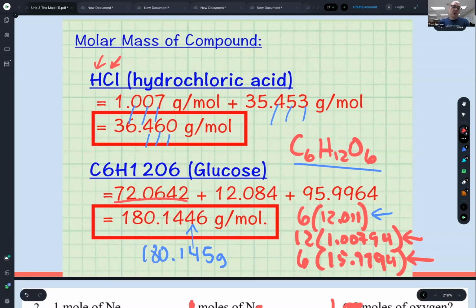And then they come up with these weights, the 72 for the carbons, 12 for the hydrogens, and 96 for the oxygens. Once you add those together, we get this weight of 180.1446, but we're only allowed to use 3 significant figures. So therefore, we cut off the 6 and it rounds the 4 into a 5 to get my final answer.